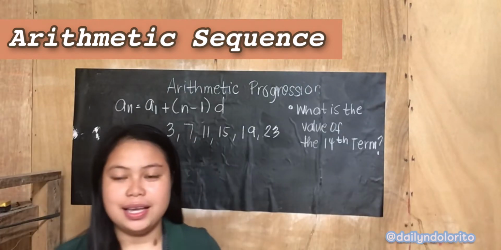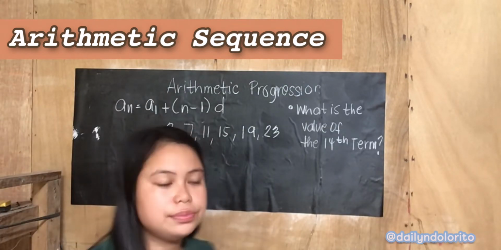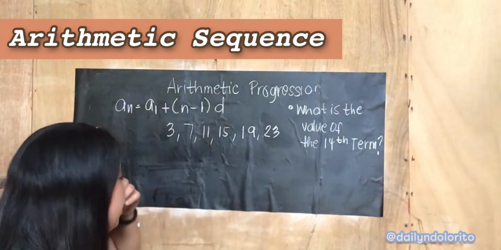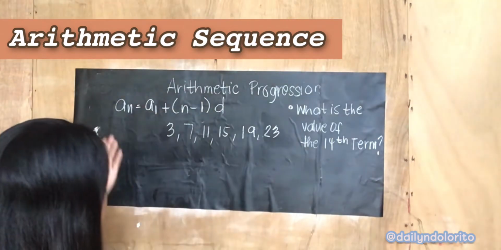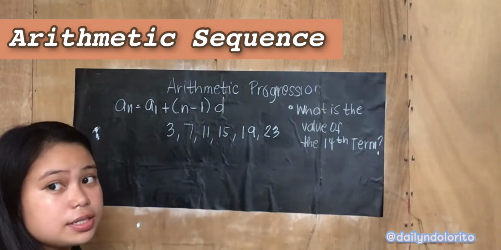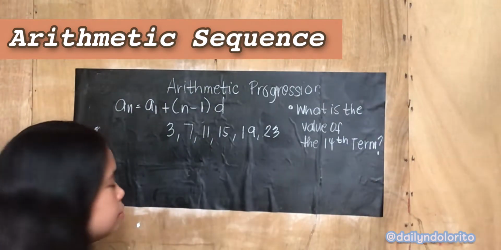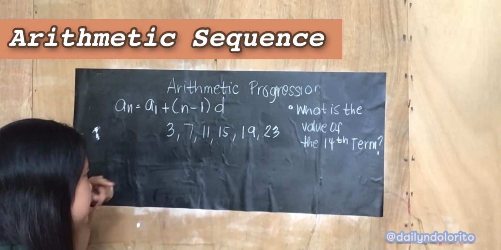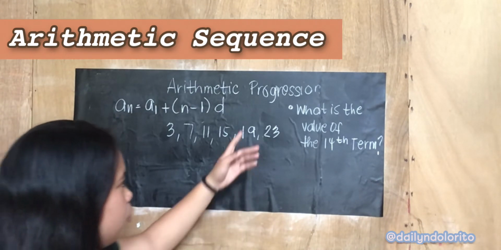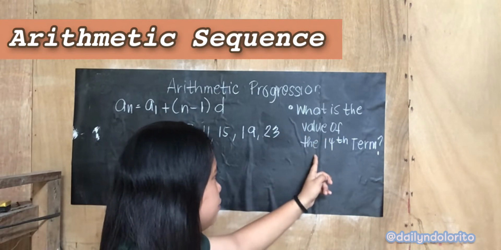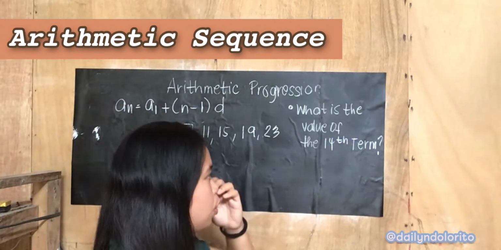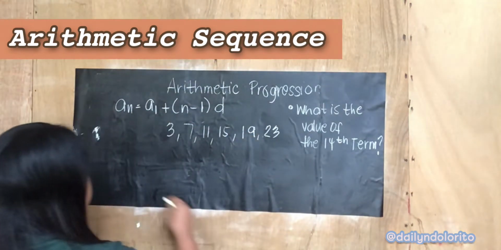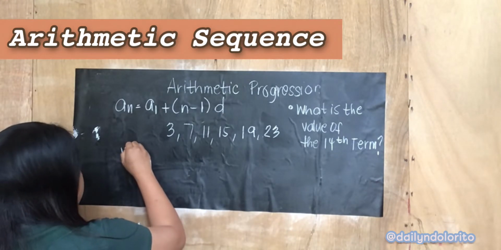Okay, here's another example. Actually, there is a formula. We're going to use this formula, and let's first define each of the variables that we need to identify. The an, or the nth term, is the term that is basically asked. So we have the question, what is the value of the 14th term? Obviously our an is the 14th term.